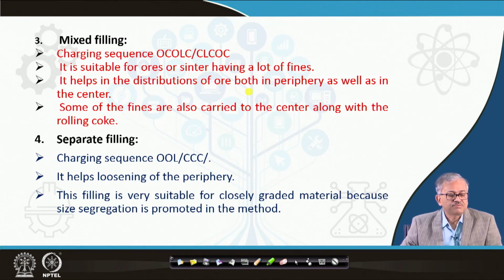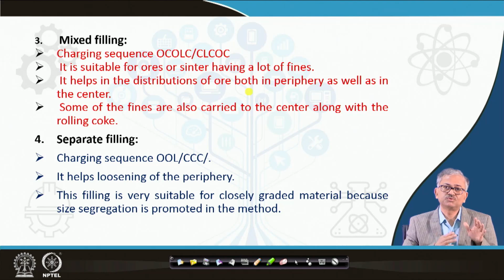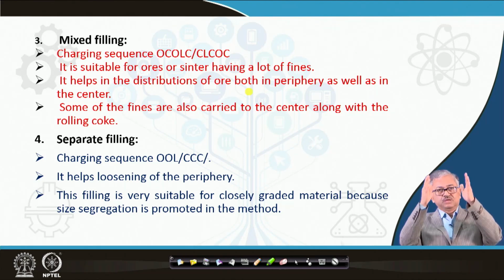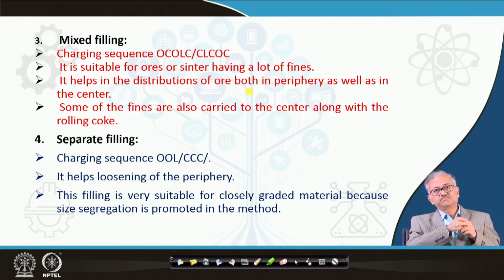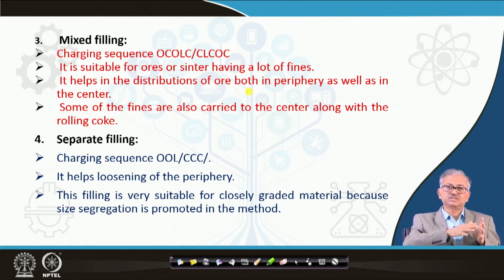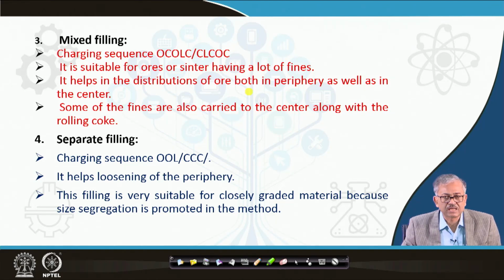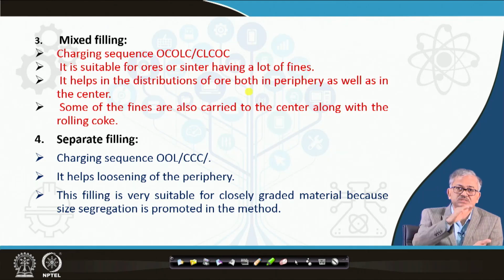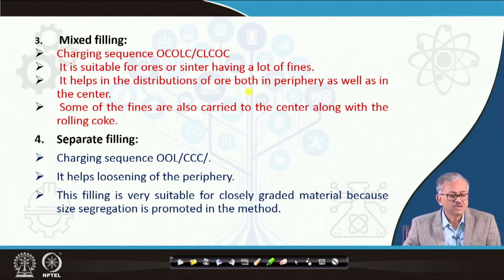And you have another charging technique that is called separate filling. Here your charging sequence is first you charge the ore and then the coke. So when you lower the bell first, only ore will come, and in the next charging you do all the coke. The slash means different charging. First you charge the ore and then the coke. So it helps loosen the periphery.